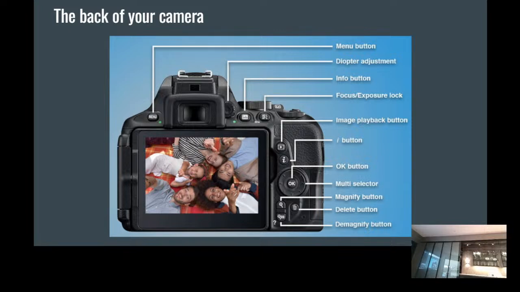The info button, pressing this will give you information or help based on whatever it is you're looking for. It's a great tool to use if you're confused. Most cameras no longer carry this info button on there, but if you do have a camera that does, press that when you're pressing another button and it should tell you what that does.